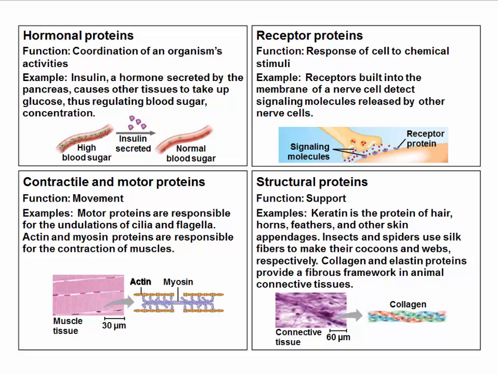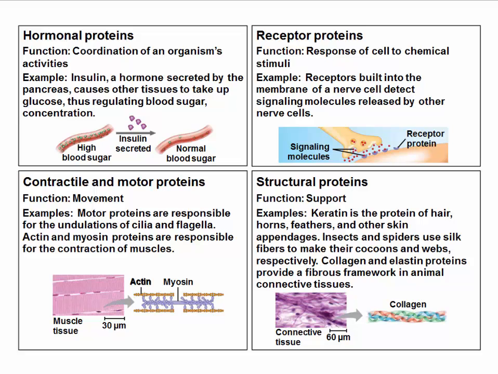So hormones, for instance, will go and regulate the entire body or that particular area. Then proteins can also be receptors. So they respond to chemical stimuli, and they would be built into the membrane of cells. So they can actually receive a signal and then make sense of it.